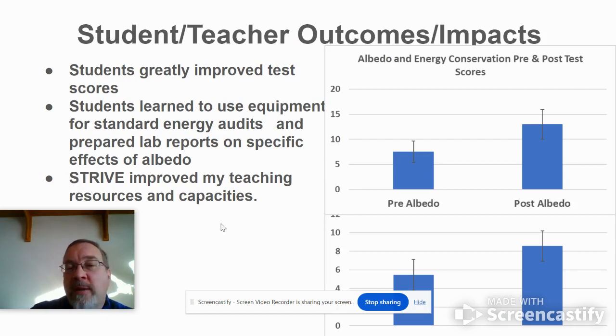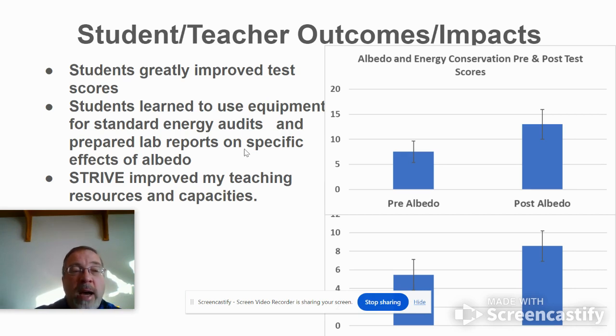In this process, I had students take pre and post tests for albedo and energy conservation, as well as environmental science topics, and they improved greatly after doing this lab by at least 30 percentage points on these pre and post tests that I gave students. They also learned to use the equipment for standard energy audits of homes and businesses, as well as preparing the lab reports on this.